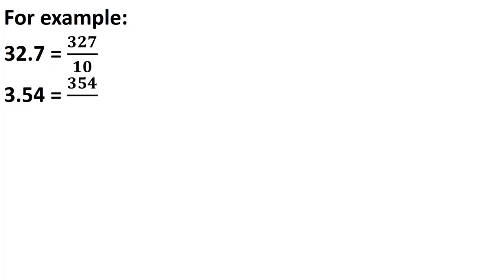See one more. 3.54. Now, after the decimal there are 2 places, tenth and hundredth. So, in the denominator with 1 we will write 2 zeros. Now, the fraction is 354 upon 100. Remember, when we are writing zeros in the denominator, we will remove the decimal from the numerator. We will not write the decimal now.